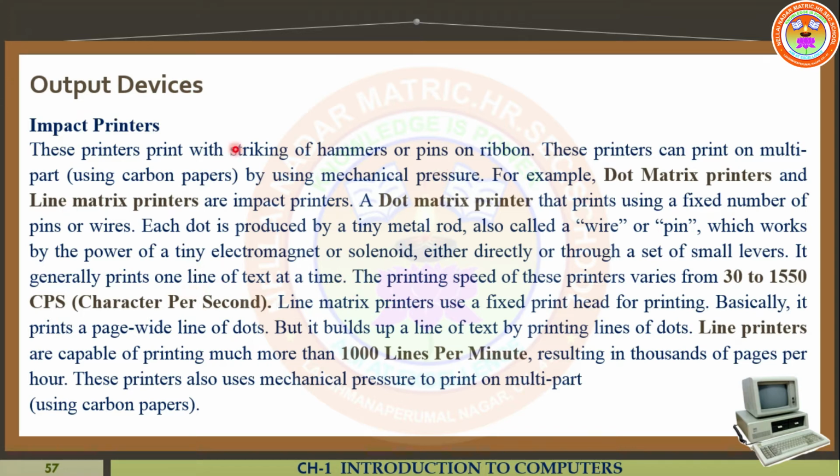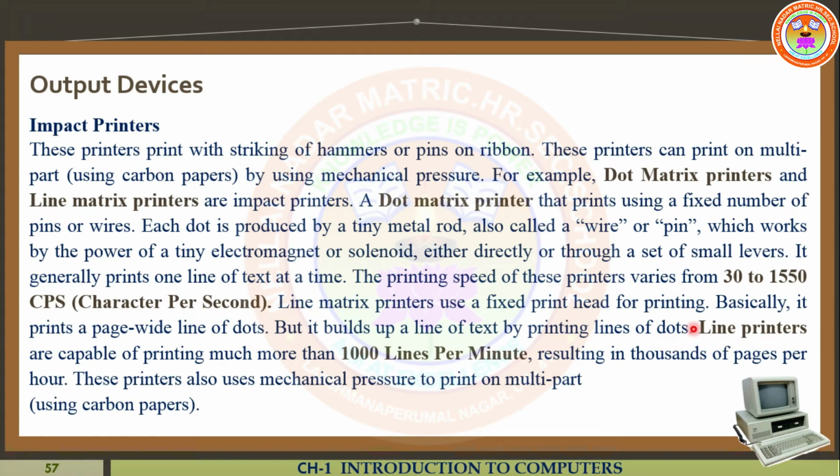And the printing speed varies from 30 to 550 CPS. So what is the meaning of CPS? Characters per second. Just note down that is the expansion of CPS. So each second it prints that many characters. Okay, so this is the printing speed. These are the important pieces of information about the dot matrix printer.